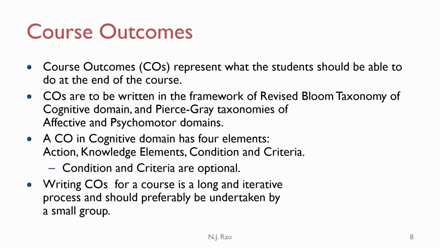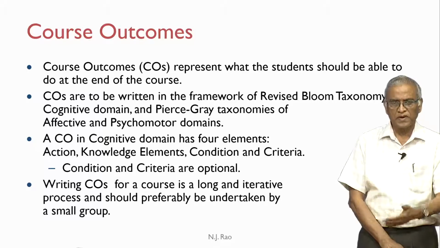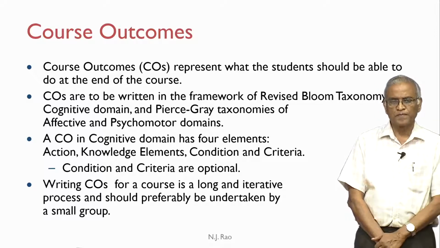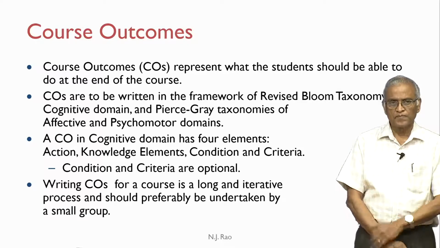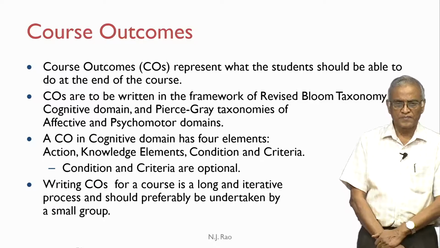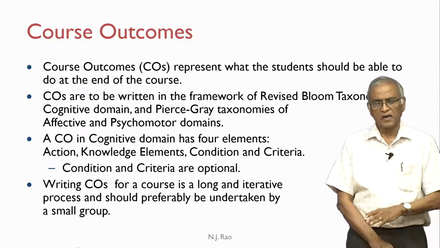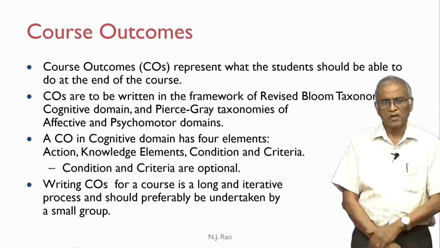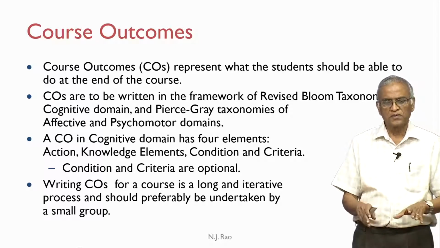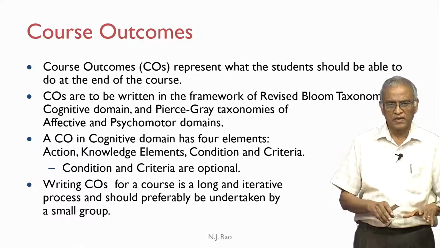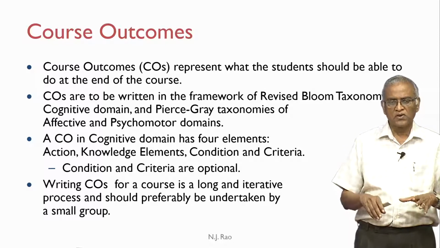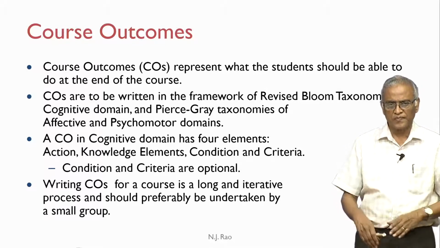Now, how do we write the CO? We have presented a particular mechanism. A CO in the cognitive domain has 4 elements potentially: action, knowledge elements, condition and criteria, and condition and criteria are optional. Okay. And if you write in this structure, it will become convenient to discuss with your peers as well as the stakeholders what exactly you are making your students attain.